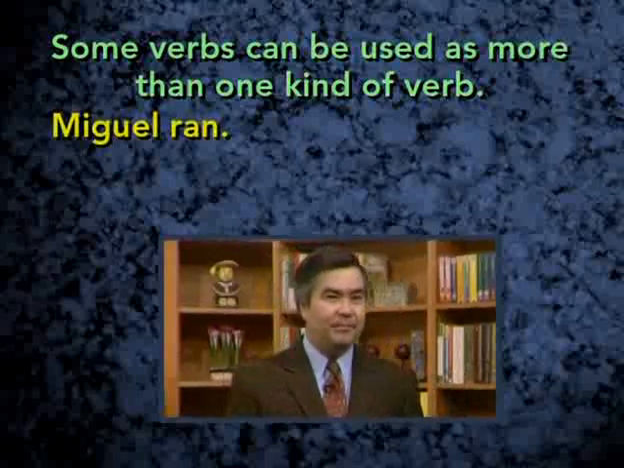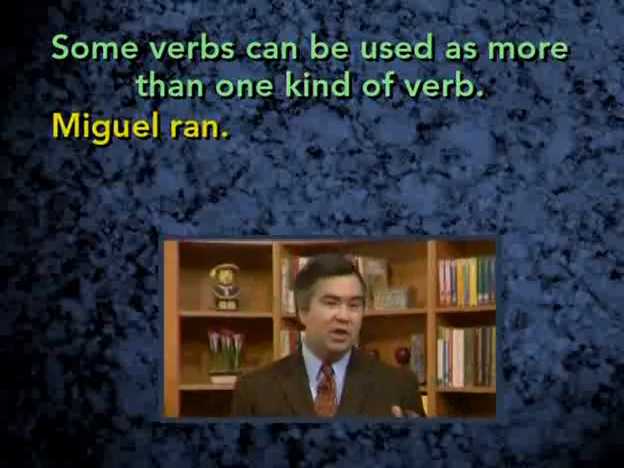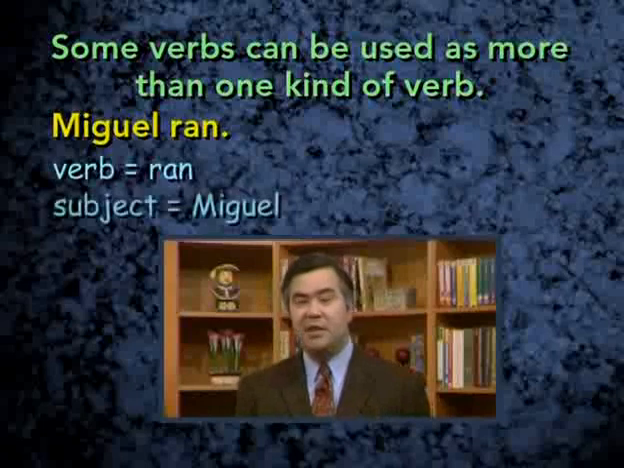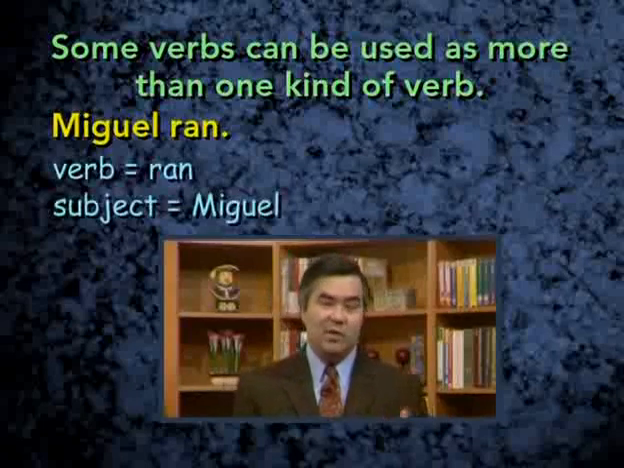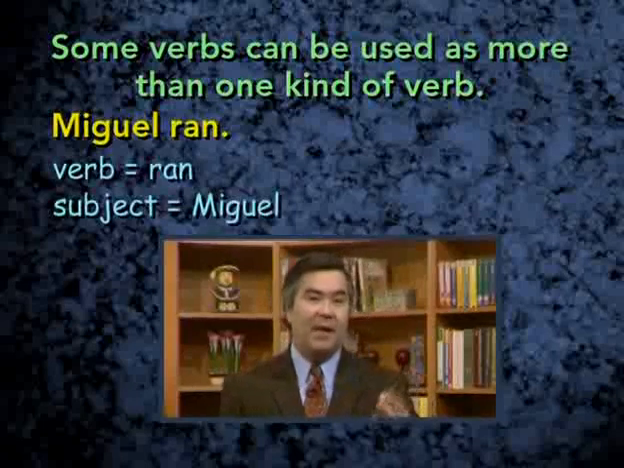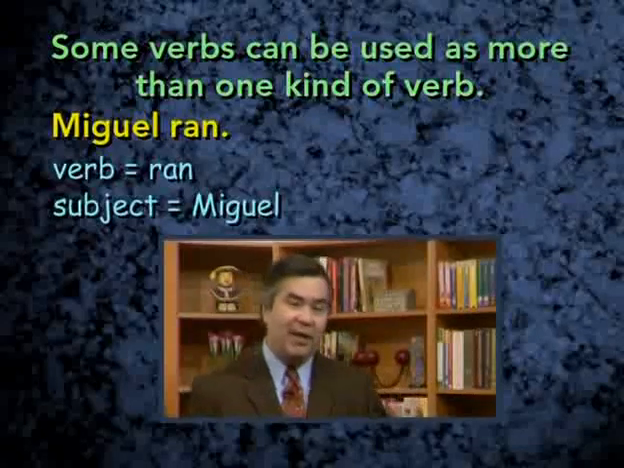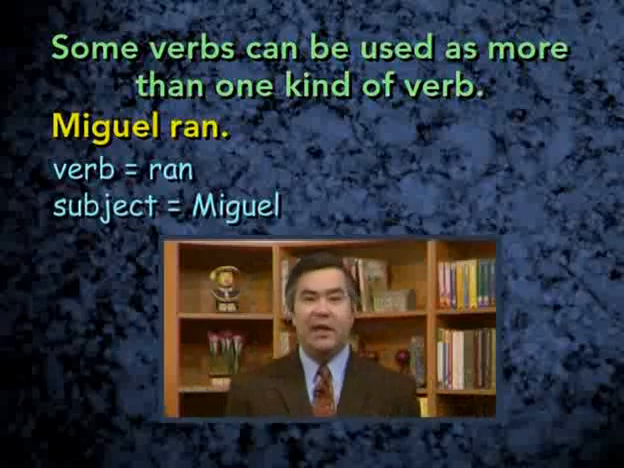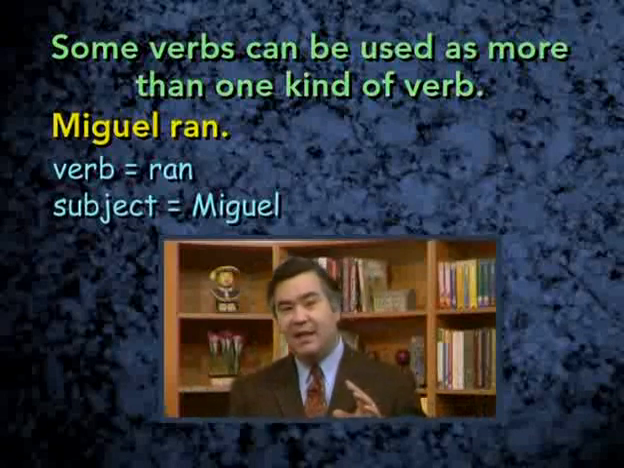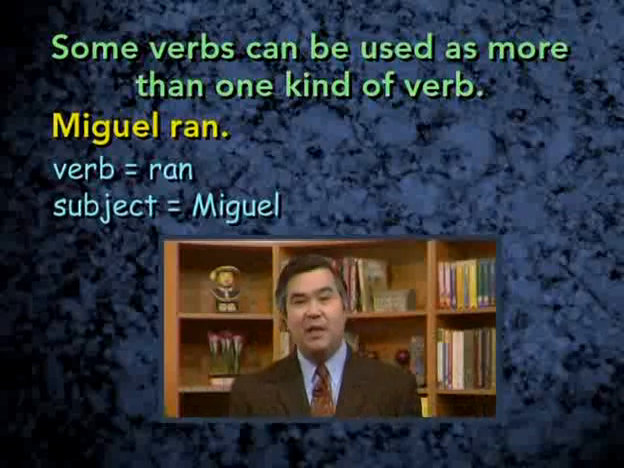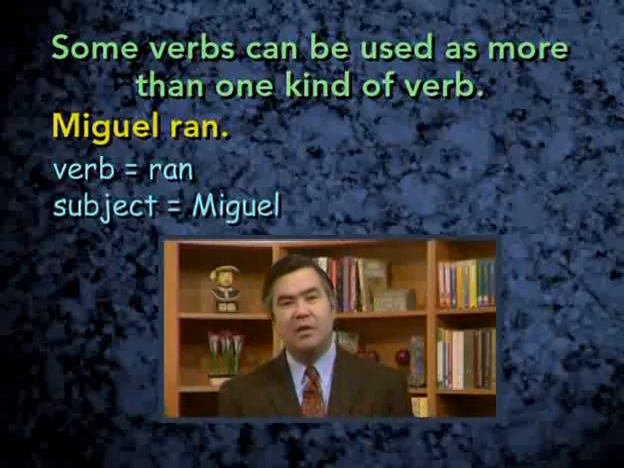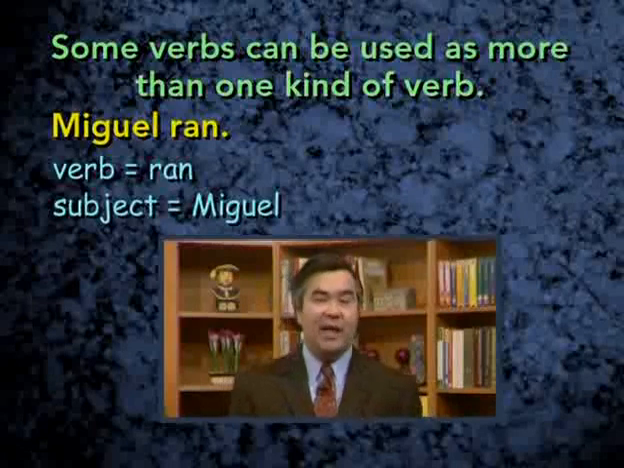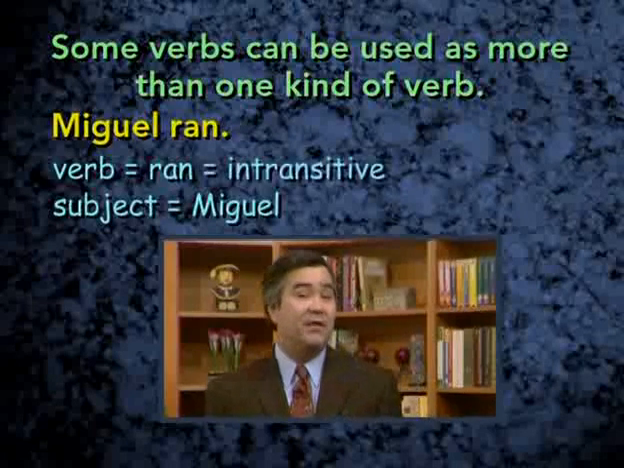Miguel ran. Here's a short sentence which expresses a complete thought in itself. The verb is ran, the subject is Miguel. And when we read this sentence, we understand Miguel ran. Perhaps he's a runner on the track team and went out running this morning. And we could say, well, Miguel ran. This could be a complete sentence. And in this case, the verb ran is being used as what kind of verb? Transitive, intransitive, or linking? In this case, ran is being used as an intransitive verb.